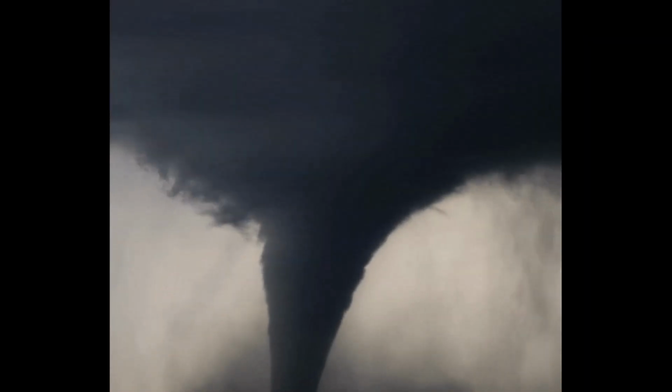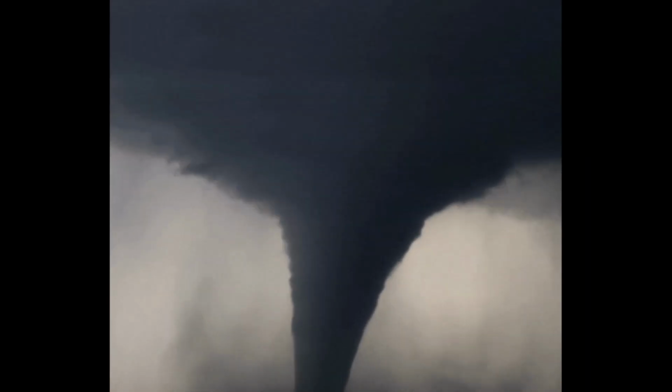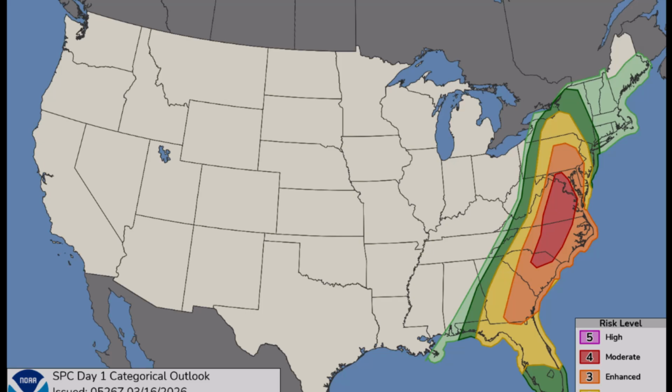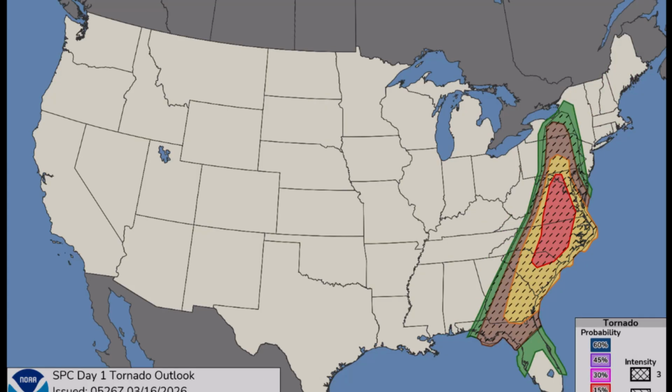However, we need to talk about the tornado risk in the mid Atlantic. The Storm Prediction Center has indicated the potential for severe thunderstorms in North Carolina, Virginia, and Maryland this afternoon. There's also a 15% chance of tornadoes in Raleigh, North Carolina, Richmond, Virginia, and Washington, D.C.